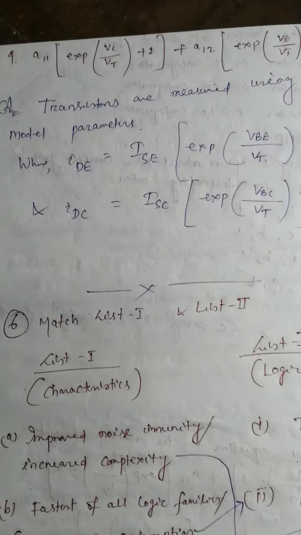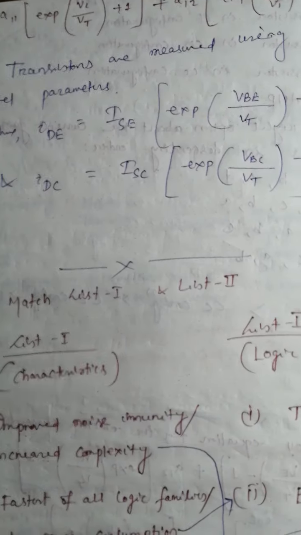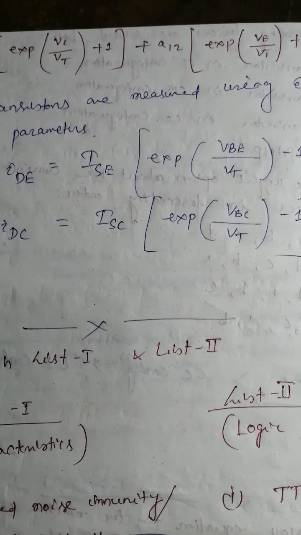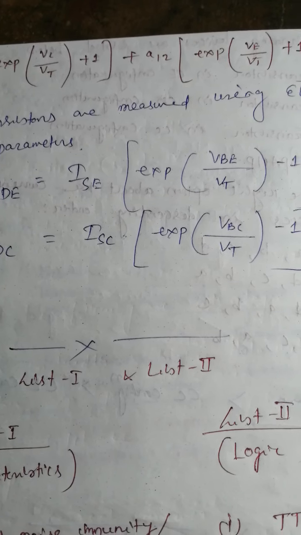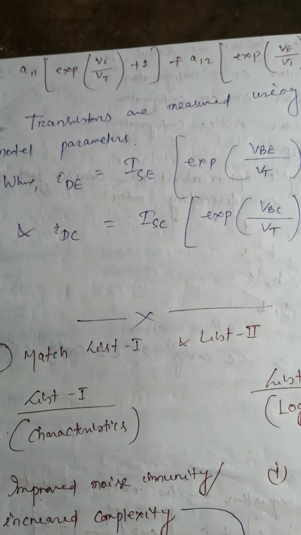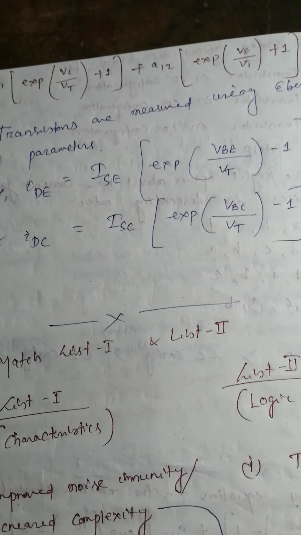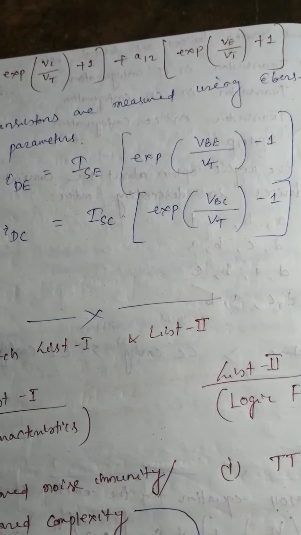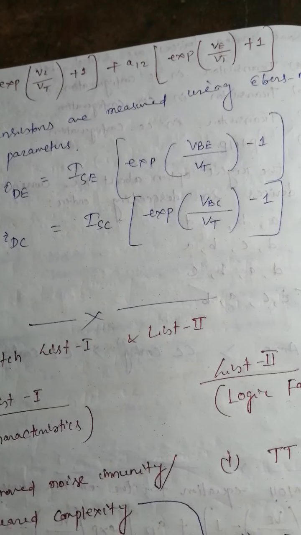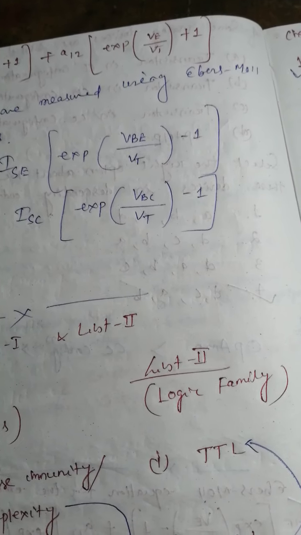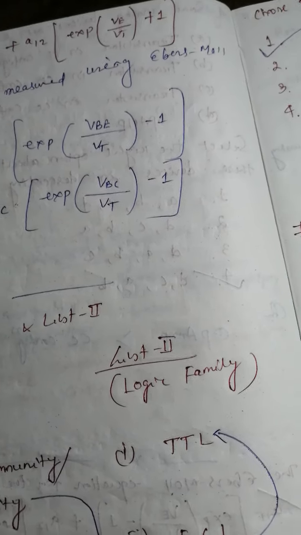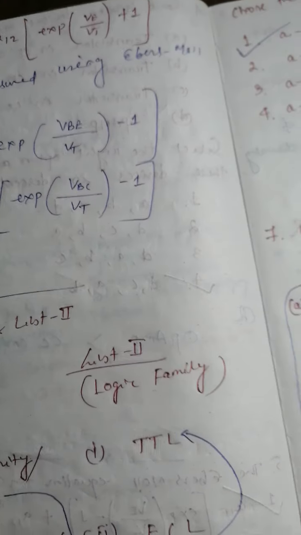Option 4 is also, you can take a look: A11 into exponential Vc by Vt whole plus 1. Option 4 is A11 within square brackets we have exponential Vc by Vt, that is within brackets plus 1, plus A12 whole into exponential Ve divided by Vt, this plus 1, square bracket closes.